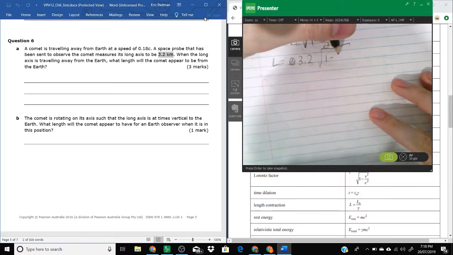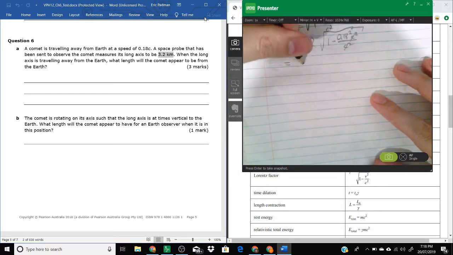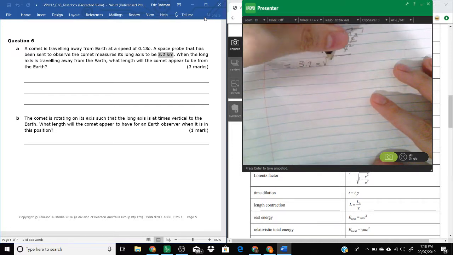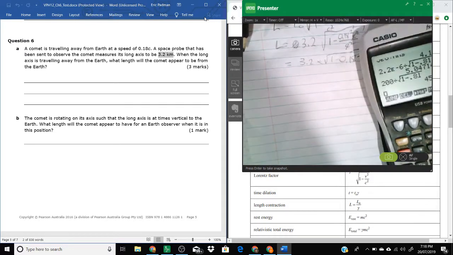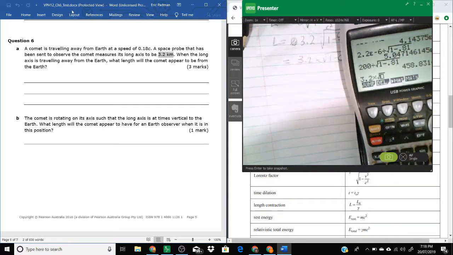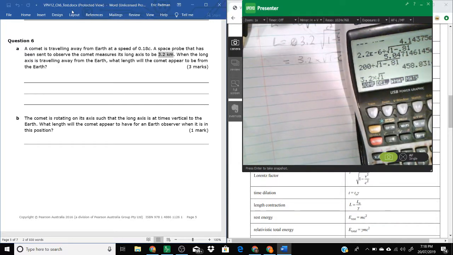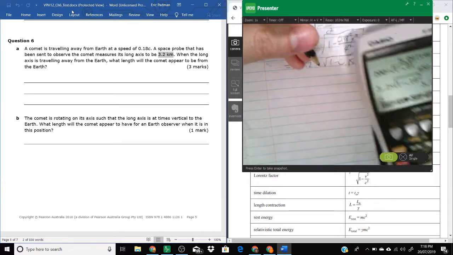So 0.18 squared, c squared on c squared cancel out. So we have L equals 32 times the square root of 1 take 0.18 squared. 1 minus 0.18 squared. Yep, 31.5.